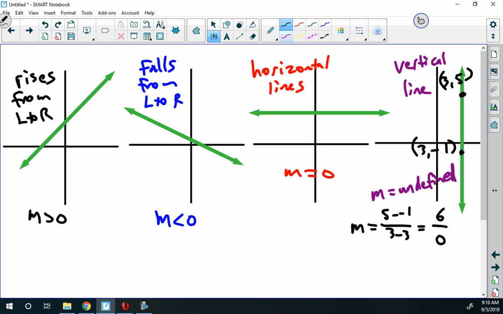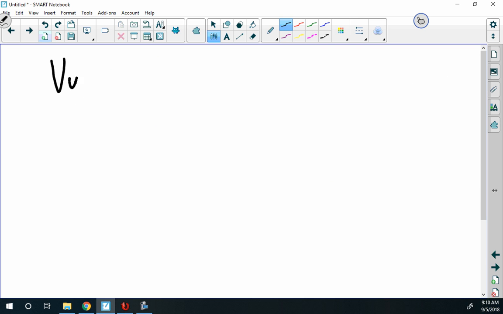Does anybody remember the memory aid that Mrs. Morgan used to talk about this? Yeah. Slope dude? Not slope dude. Good try, though.